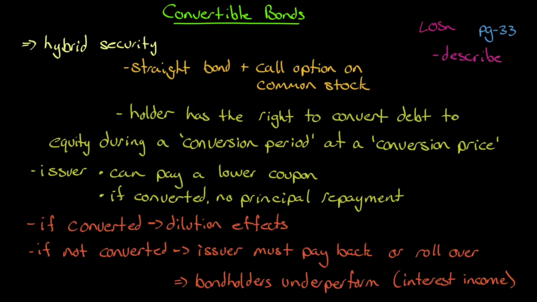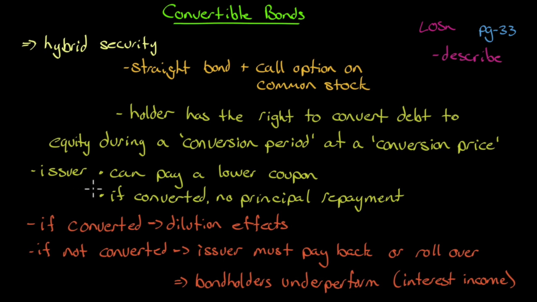All right, so convertible bonds. This is the last topic we have to cover. We have a couple learning objectives here. And we've seen convertible bonds before at level 1, but let's just briefly make sure that we have the language down. It is a hybrid security. You can think of it as a straight bond plus a call option on the common stock. The holder has the right, not an obligation, to convert debt to equity during a conversion period at a conversion price. And we'll get into these terms on the next screen.